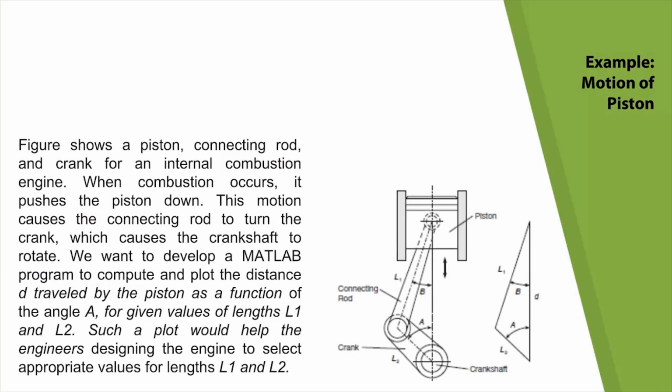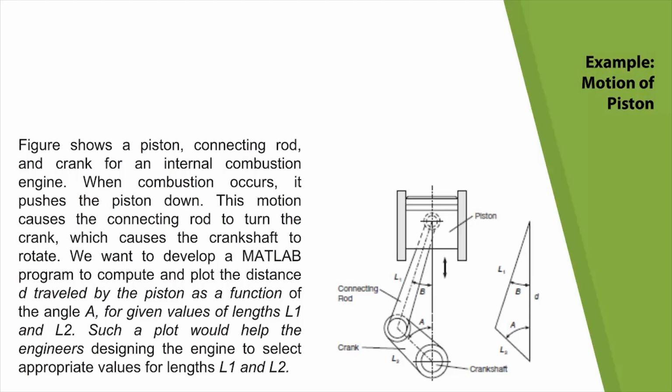Let us take an example and understand step by step how to get a computer solution. There is an image of a piston, a connecting rod, and a crank for an internal combustion engine shown here. When the combustion occurs, it pushes the piston down. This motion causes the connecting rod to turn the crank, which causes the crankshaft to rotate.